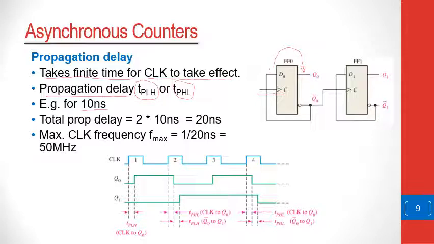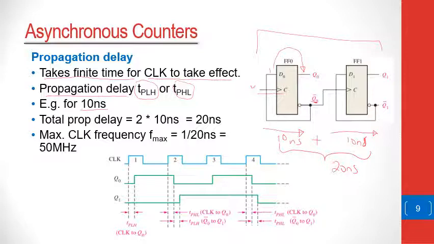Then for this example ripple counter to settle, we need to account for the propagation delay of the first flip-flop plus the propagation delay of the second flip-flop, because the second flip-flop is triggered by the first flip-flop. So it takes a total propagation delay of 20 nanoseconds for the output of the counter to show after the clock has triggered it.